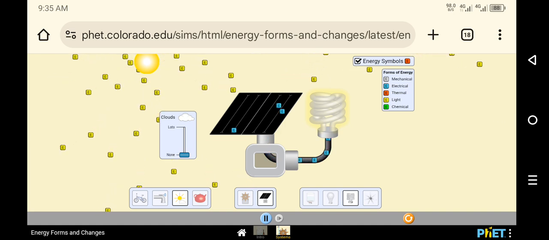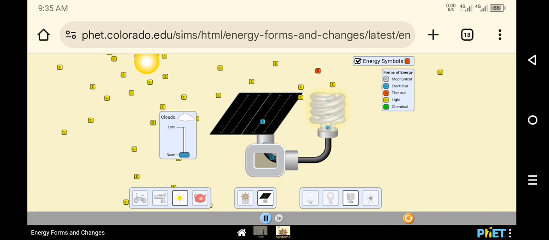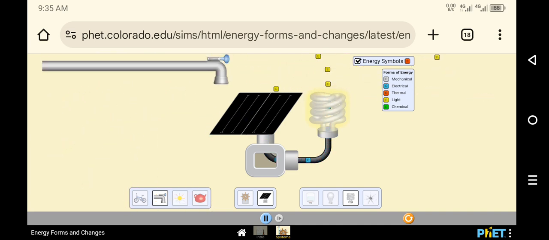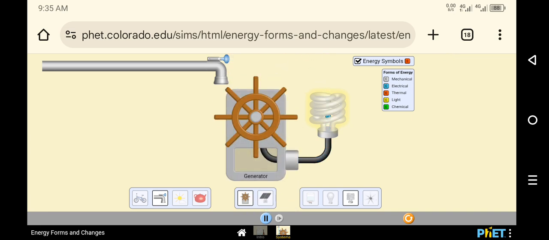So now we can put another energy source system. We can put the water source, and here you can put the generator. This is what happens in a hydroelectric power plant. You remember, for the hydroelectric power plant, we have fast moving water which turns a turbine with a generator. Then the mechanical energy of the water, that is the gravitational potential energy and the kinetic energy of water, will turn the generator, so the generator will give the electrical energy.